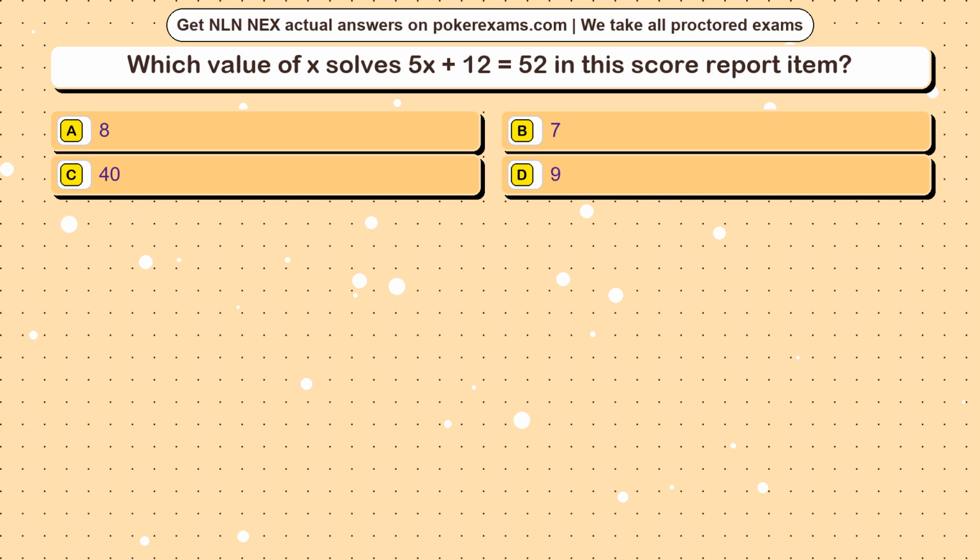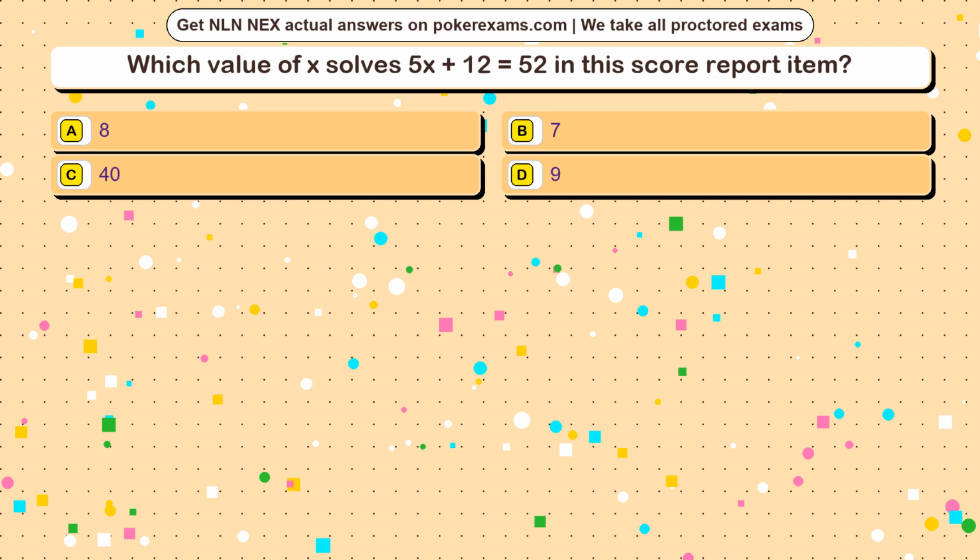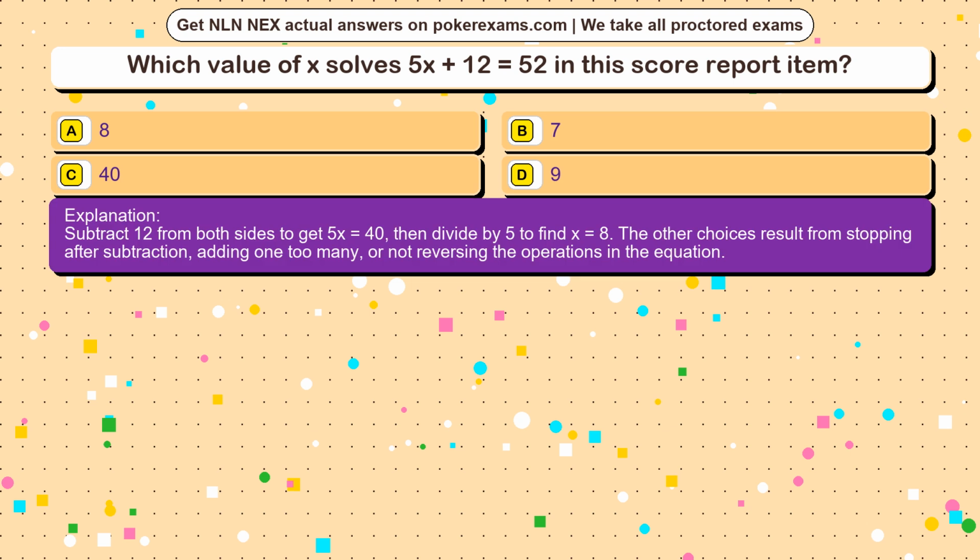Option A, 8. Option B, 7. Option C, 40. Option D, 9. The correct answer is option A. Subtract 12 from both sides to get 5x equals 40, then divide by 5 to find x equals 8. The other choices result from stopping after subtraction, adding one too many, or not reversing the operations in the equation.